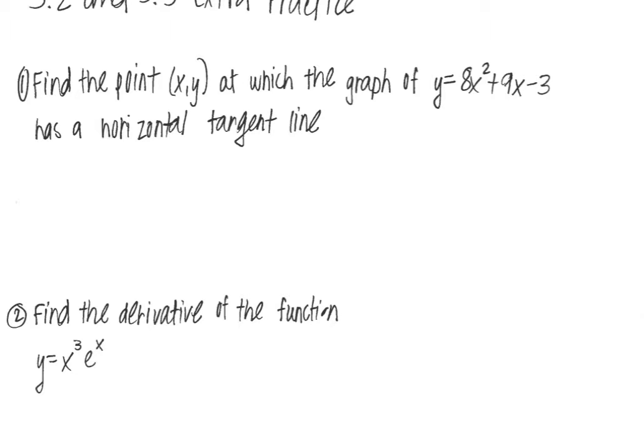On question 1, find the point at which the graph y equals 8x squared plus 9x minus 3 has a horizontal tangent line. So the very first thing we want to do on this problem is take the derivative. And we get 16x plus 9.